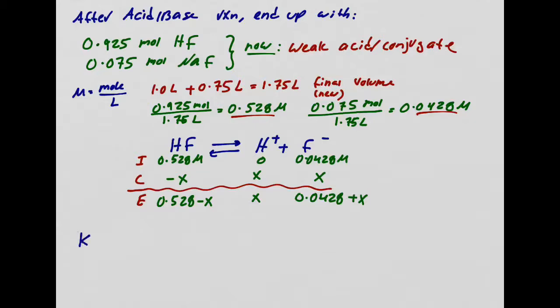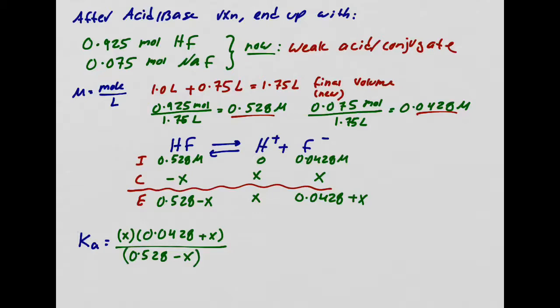Okay, now I'm doing an equilibrium. This is Ka because I have H plus. Ka is going to be product over reactant, okay? Nothing we've never seen before. It would be x times 0.0428 plus x over 0.528 minus x. Equilibrium is product over reactant.